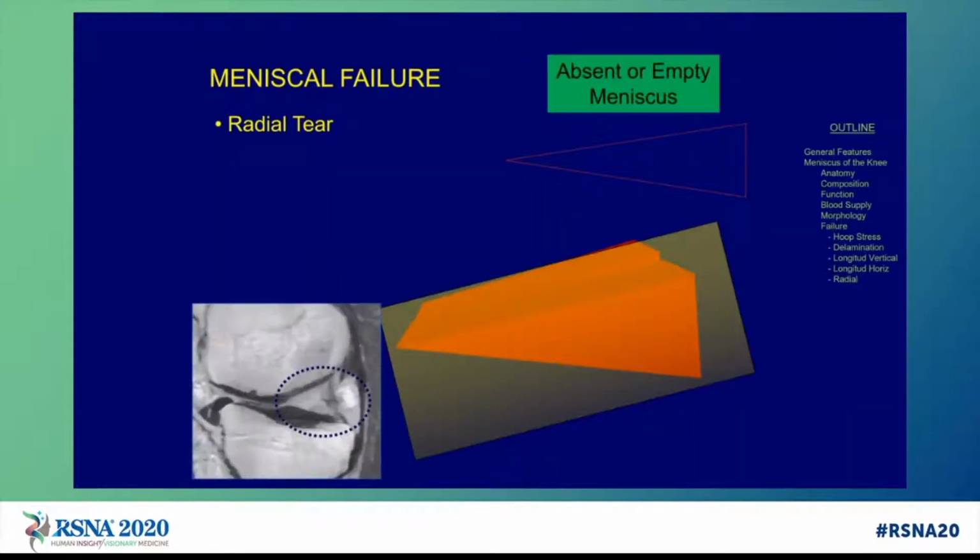If you image along the gap, you see the sign of the empty or absent meniscus. You don't see a meniscus. Here we do not see the posterior horn of the medial meniscus. Here's the anterior horn because we're imaging the meniscal gap.